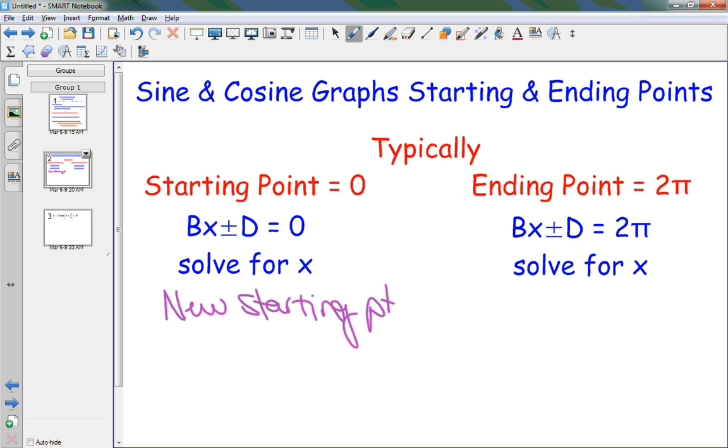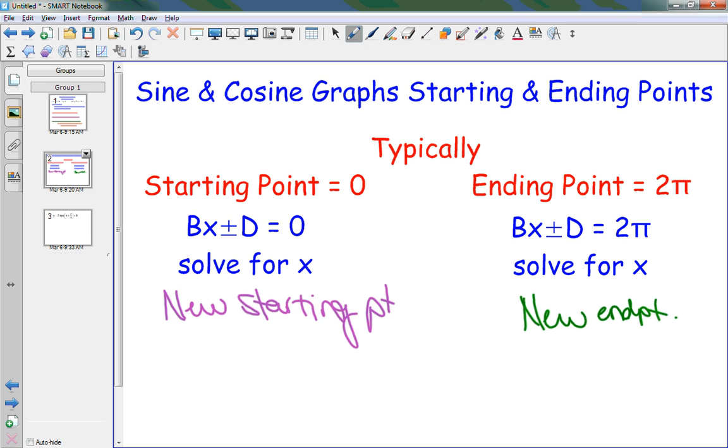Okay? So my D value, if I have one, it'll be in parentheses. That's going to change your starting point. Which means if I've changed my starting point, I've automatically done what? I've automatically changed my ending point. So instead of my ending point being at my period value, it's now going to be shifted over left or right D units. Okay? How do I find that? Well, typically my ending point was at 2 pi. So to find my new ending point, I take the jump that's in the parentheses, the Bx plus or minus D, set that equal to 2 pi, solve for x, and now we have our new ending point. Do we all understand that?